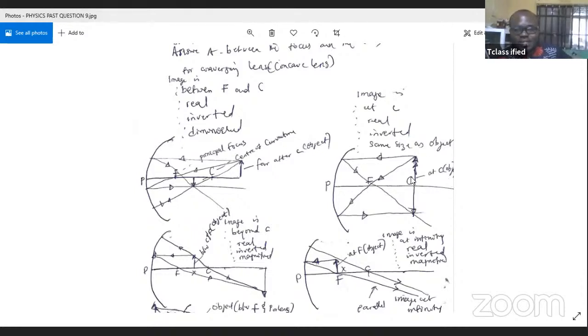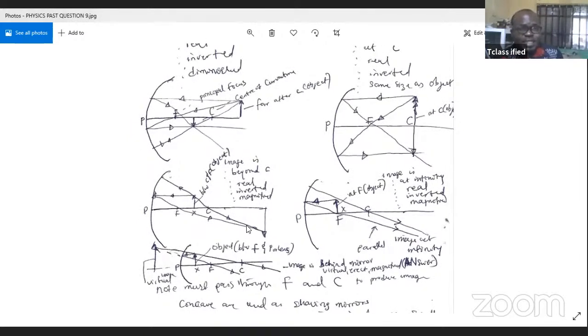Another instance is where you place the object at C, at the center of curvature. You can see the object here and the image here. The image is also at C. The image is real, it is also inverted, and it's the same size as the object. You can see the size of the image is just the same as the object. So that's another case.